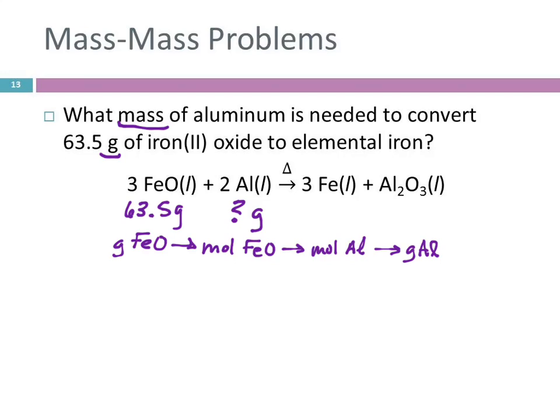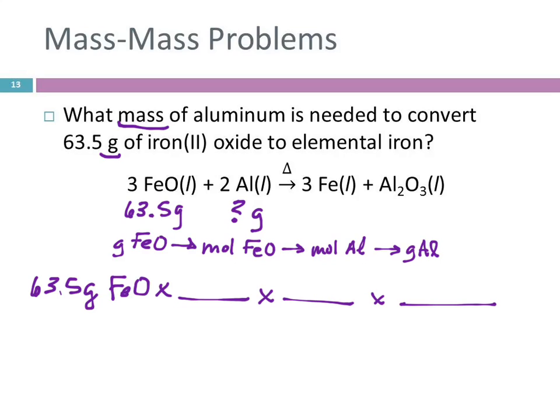It's going to have 3 terms in it, 3 unit factors. Most of these types of problems will have 3 unit factors. So I'm just going to start over here, 63.5 grams of FeO, 3 unit factors. Grams FeO to moles FeO to moles aluminum to grams aluminum. Those are the units that go in the numerator.